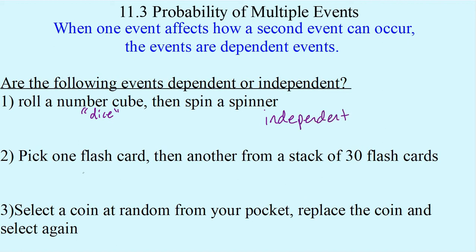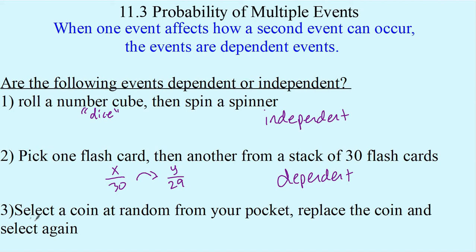Number 2, if you pick a flashcard and then you select another one, well, if I select one, I have 30 cards to choose from, but then my next selection will be something out of 29 cards because I have taken one. So since they affect each other, these would be dependent.